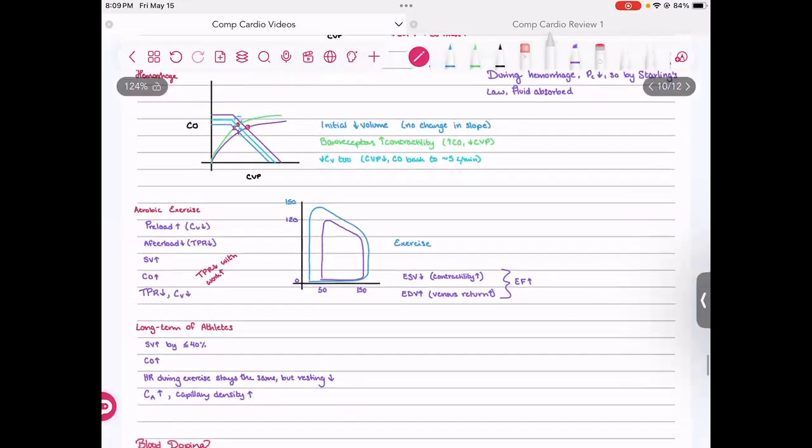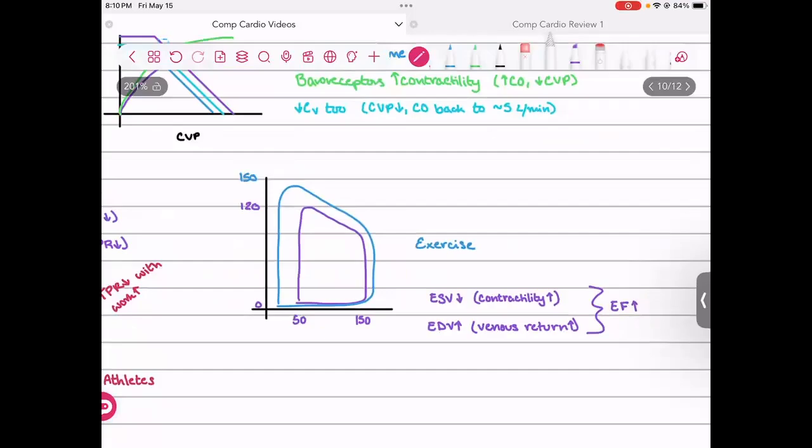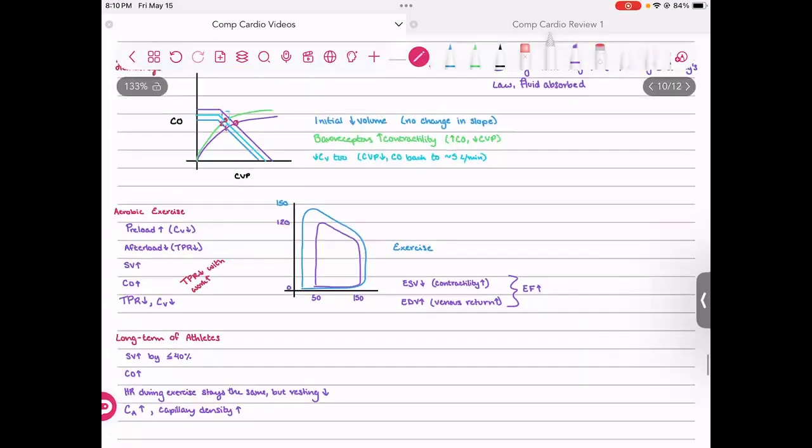In cases of exercise, the preload goes up and contractility goes up, and the afterload goes down, the TPR goes down. Keep in mind that the TPR goes down with increased work. The stroke volume goes up, the cardiac output goes up, TPR goes down again, and then the venous compliance goes down. This is a PV loop in the case of exercise, to see how there's more volume being pumped, and then the pressures also change a little bit more. The ESV goes down, contractility goes up, the EDV goes up as venous return goes up, so ultimately your ejection fraction is going to go up.